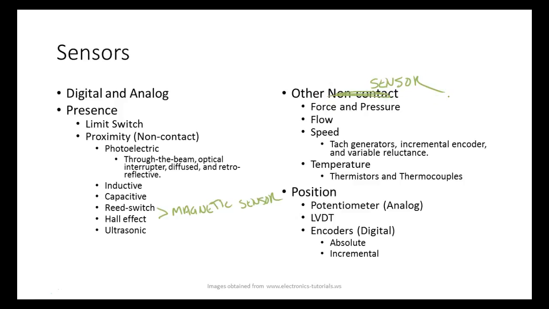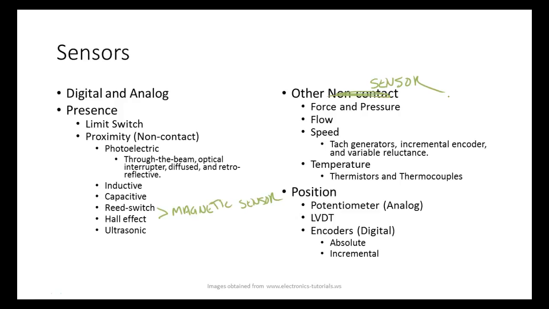It's hard to sense speed without making contact, but we can. The speed sensors that we have on our line over there are non-contact sensors. But then we have these tach generators. These have to make contact with what they're sensing. Variable reluctance sensors also have to make contact. With the incremental encoders, the actual sensing element does not make physical contact.